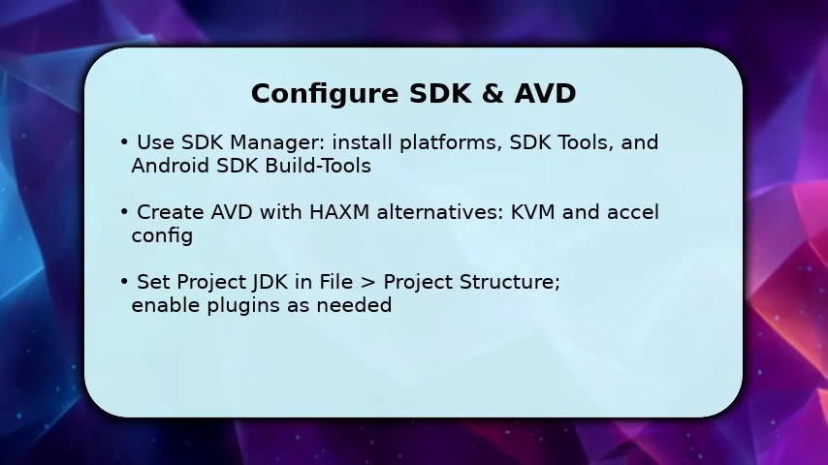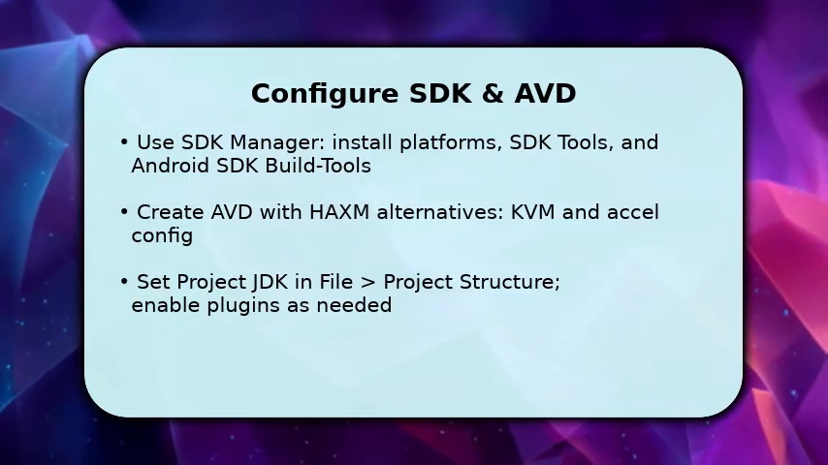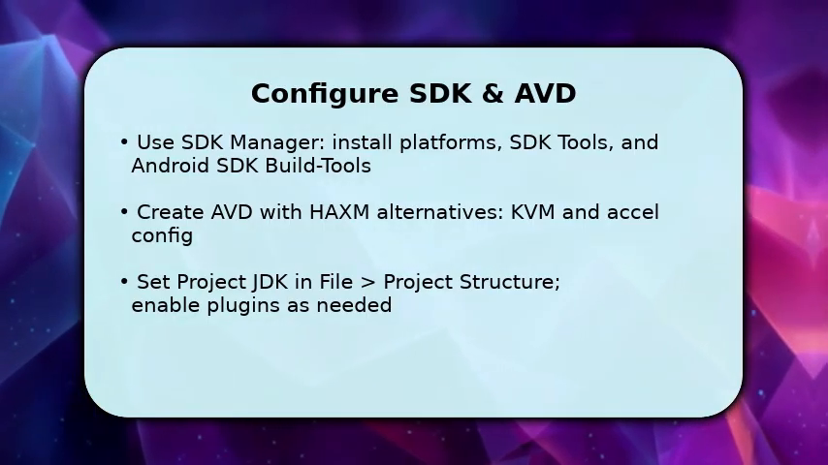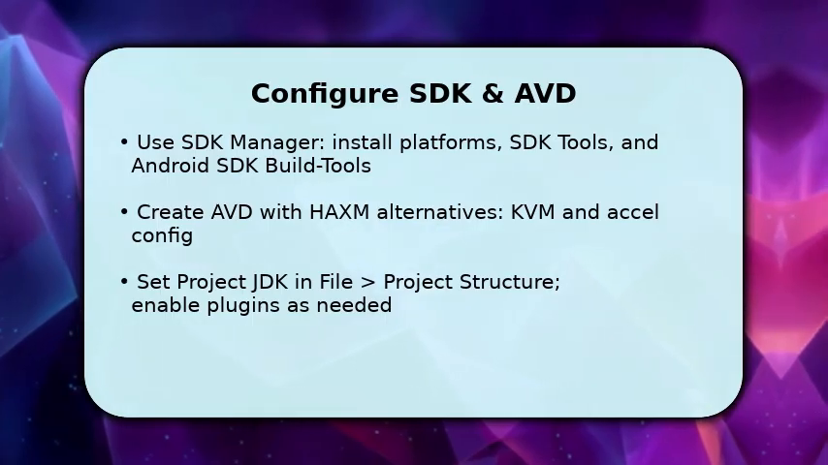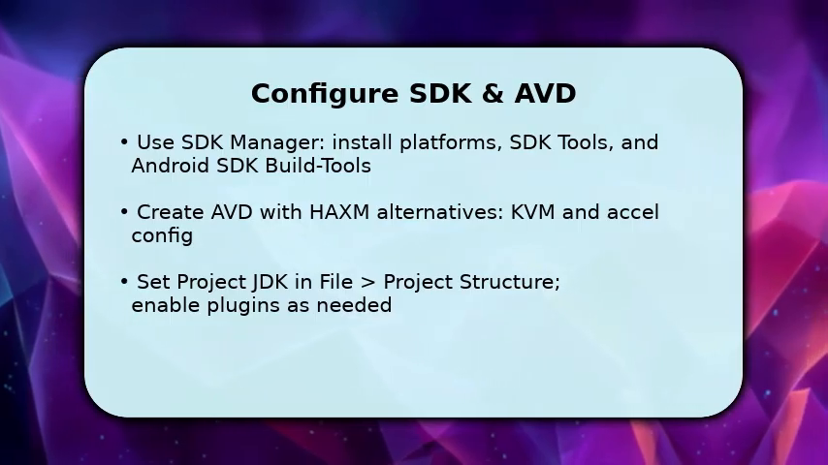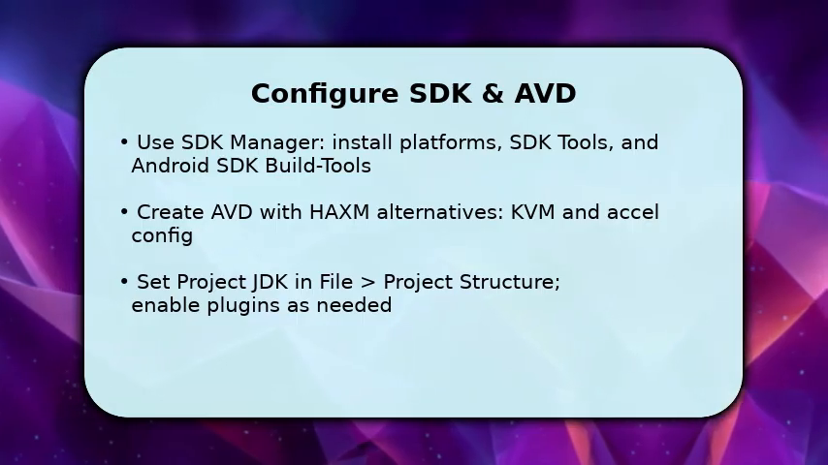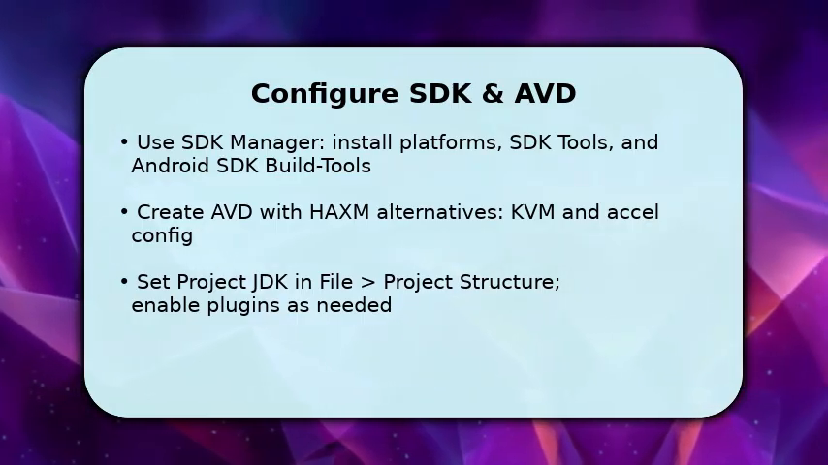Once Android Studio launches, go straight to the SDK Manager and install required platforms, build tools, and the Android SDK platform tools. Then open AVD Manager to create a virtual device. On Ubuntu, use KVM acceleration instead of Intel HAXM, and ensure libvirt and QEMU are installed.